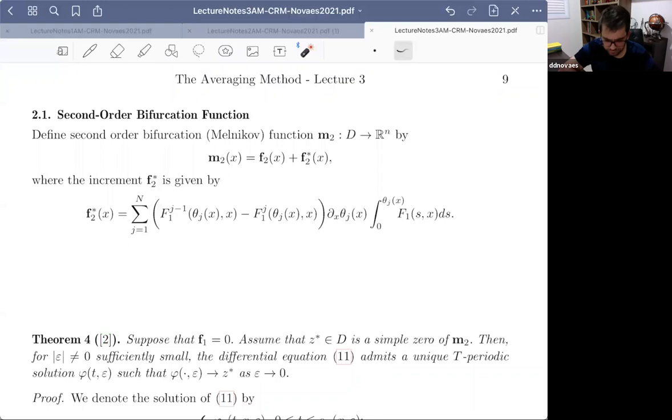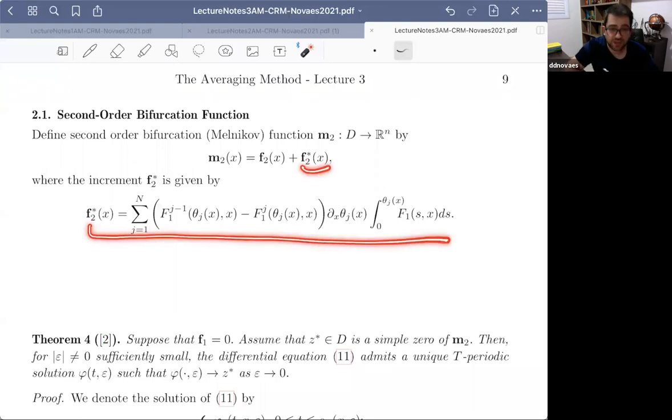Okay, so for this kind of system, we obtained the second order bifurcation function, that we call Markov function too, and we saw that this bifurcation function is equal to the average function that we have defined plus an increment, an F2 star, okay? And the expression of this increment is given by this.